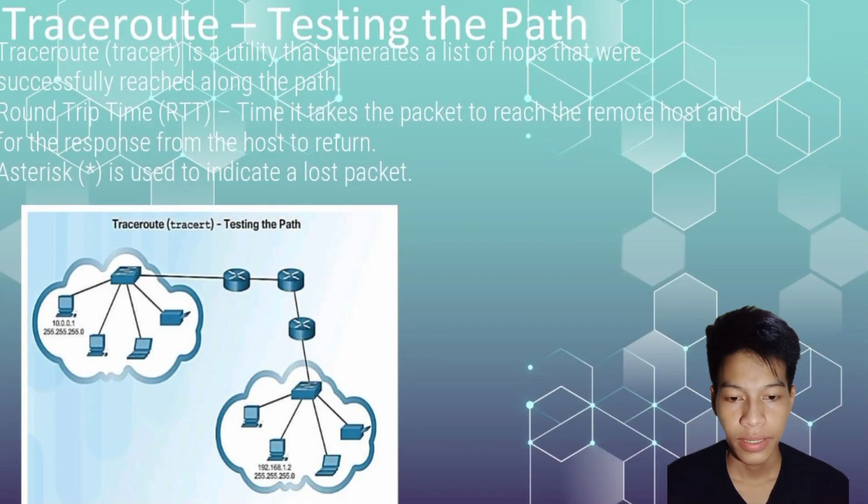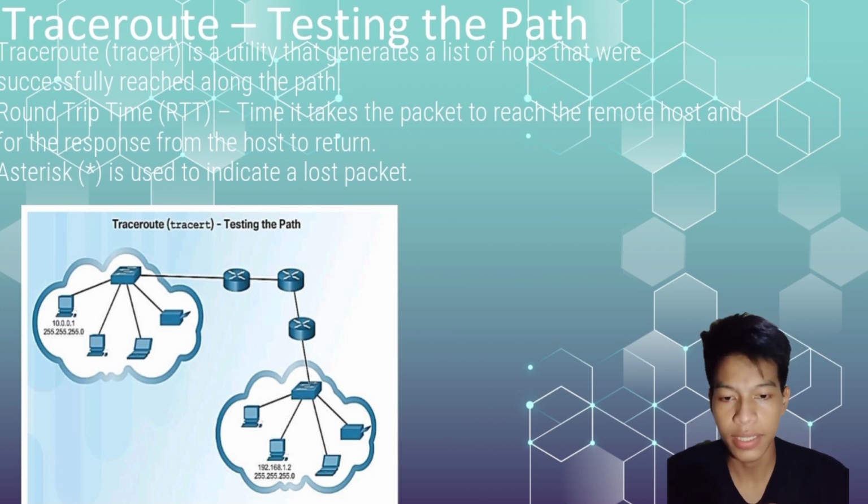Last, 4. Traceroute, testing the path. Traceroute is a utility that generates a list of hops that were successfully reached along the path. The round trip time, or RTT, is the time that it takes the packet to reach the remote host and for the response from the host to return. An asterisk is used to indicate a lost packet.